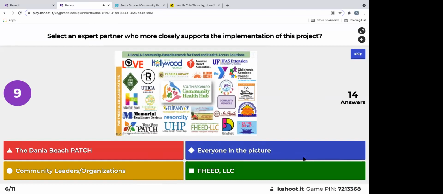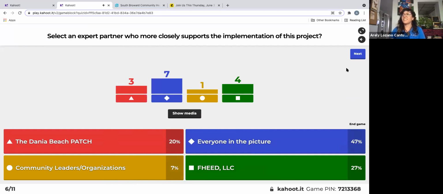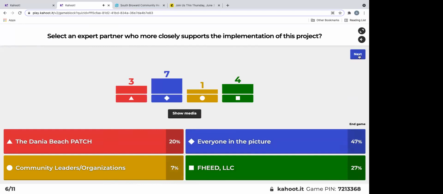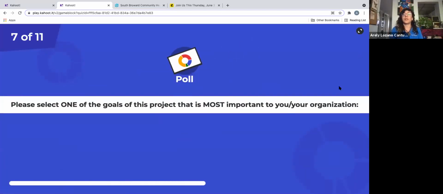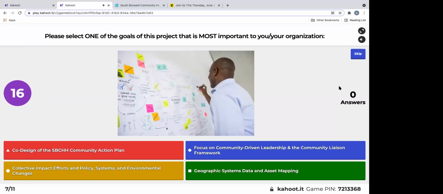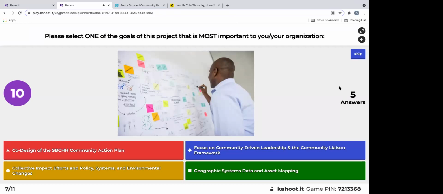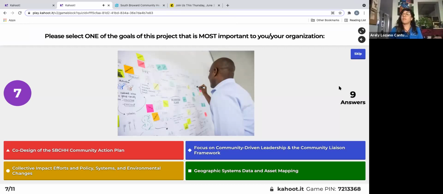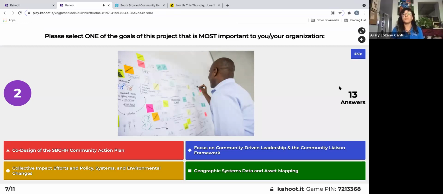All right, and 10 seconds left. All right. Good stuff. And yes, everyone at the end is really supporting all of this effort. Please select one of the goals of this project that is most important to you or your organization. So of all of these goals, which one do you most relate to? Co-design, collective impact, focus on the community-driven leadership, the data assessment through using of maps.